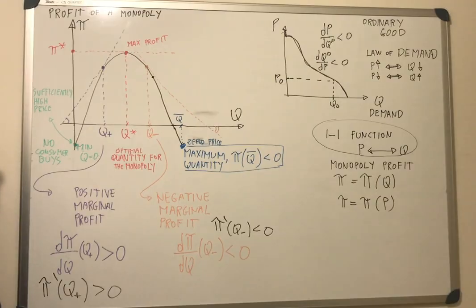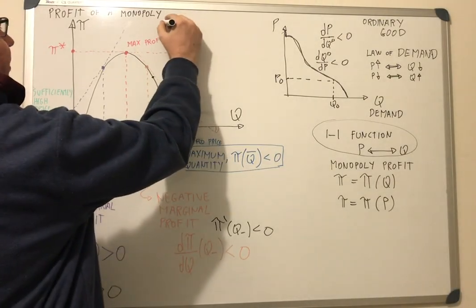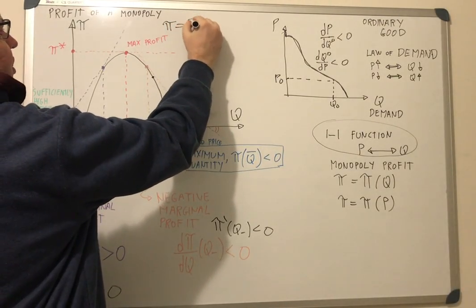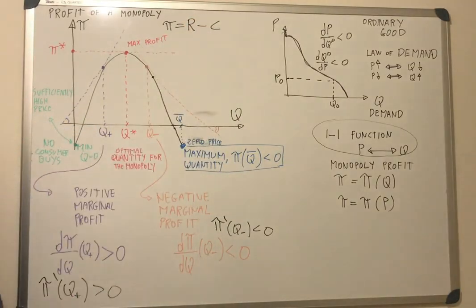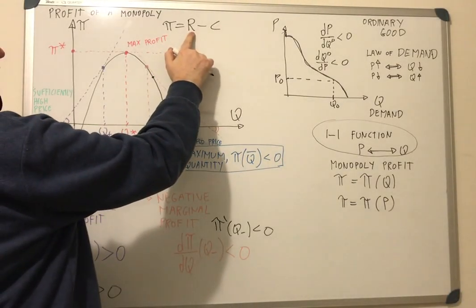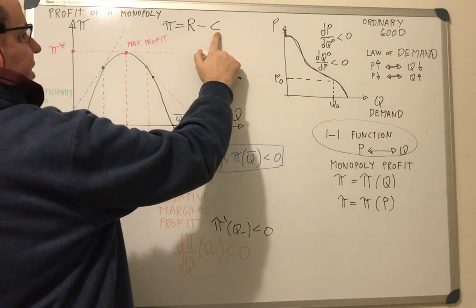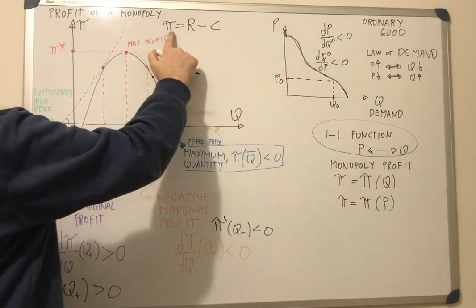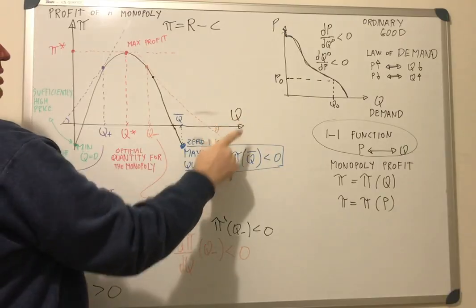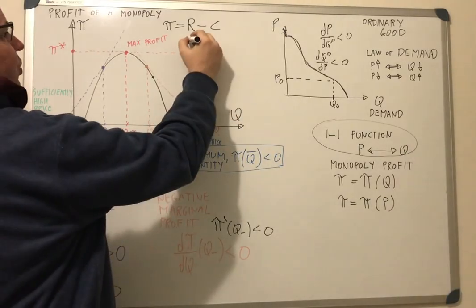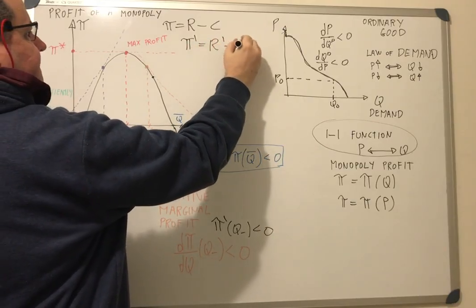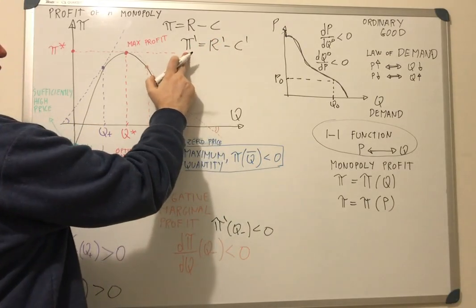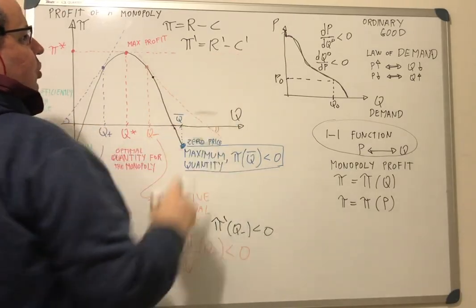Okay? So in general, the profit of the monopoly equals total revenue minus total cost. Okay? R for revenue, C for total cost. Revenue is how much money the monopoly gets from consumers. C is the cost that it needs to spend. And these three variables are functions of how many units it's going to produce, Q. So taking the derivatives, you're going to have marginal profit equals marginal revenue minus marginal cost.